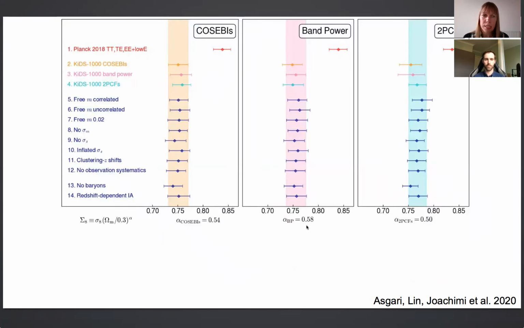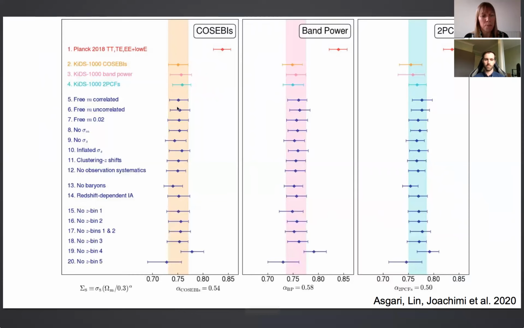Here are just some sensitivity tests. At the top here, you can see our constraints for our three different statistics. They're very consistent with each other. These are all the choices that we can make, different ways of deciding how we're going to marginalize our uncertainty on the calibration, corrections to the shear and the photometric redshifts, our baryon or intrinsic alignment models. We can see we're very insensitive to those choices.